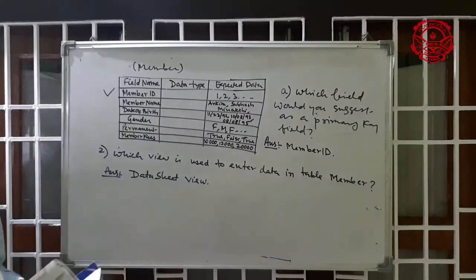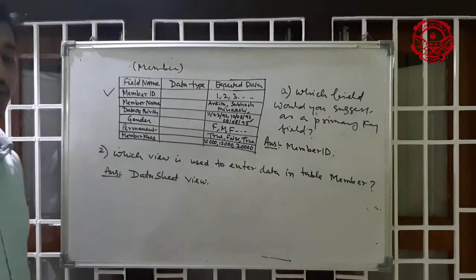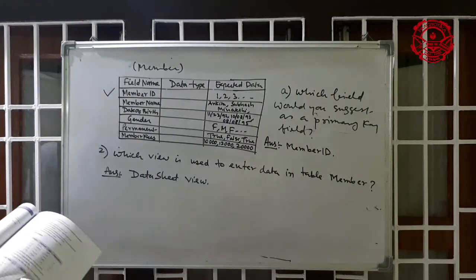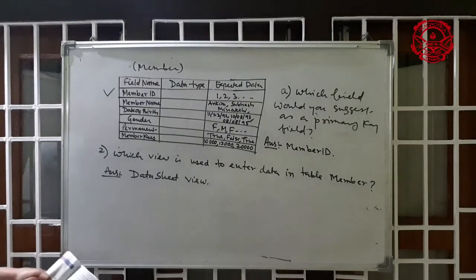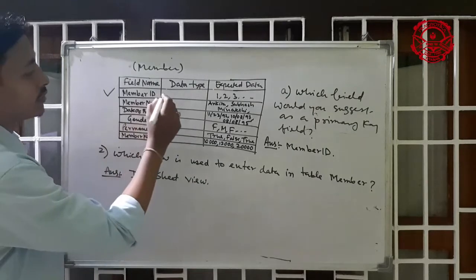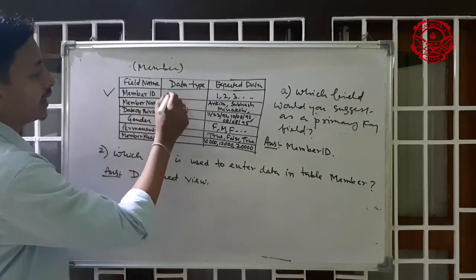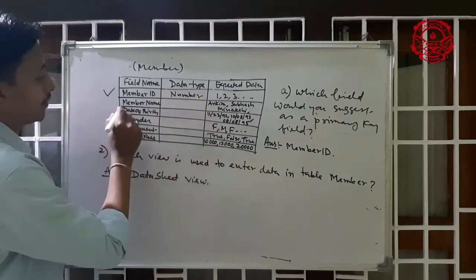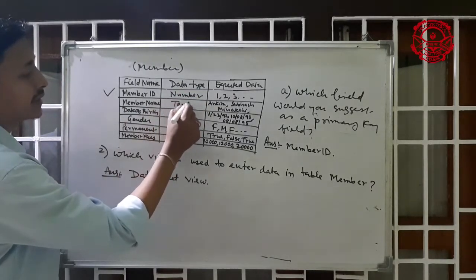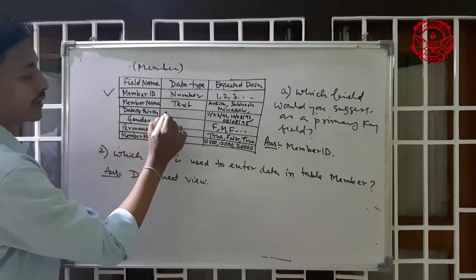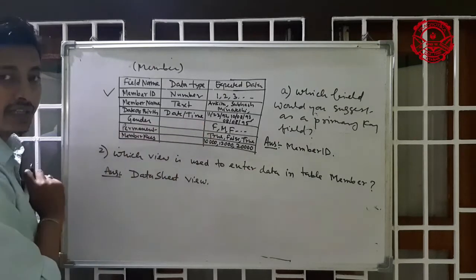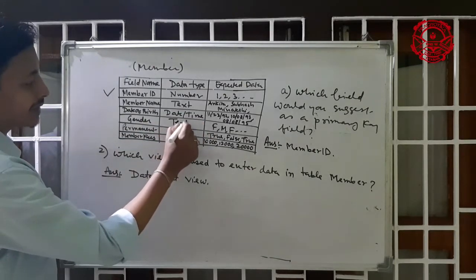Next is the third. I'm going to the third application based question. Before going to the third, you first have to fill up the data types here. First, see, member ID, what data type is it? It should be a number. Member name should be text. Date of birth, what? Date and time. Gender, again it is text.